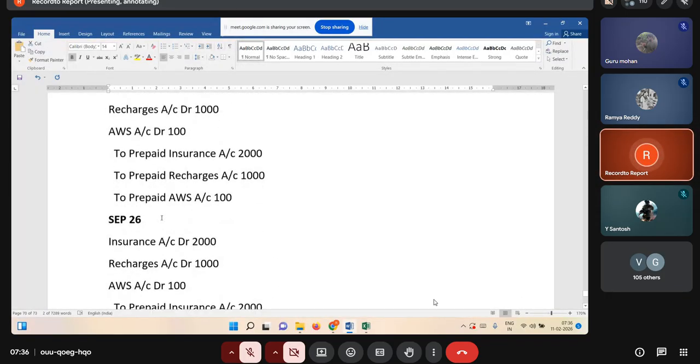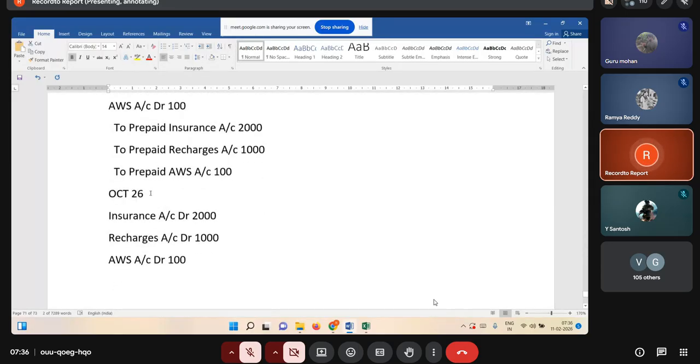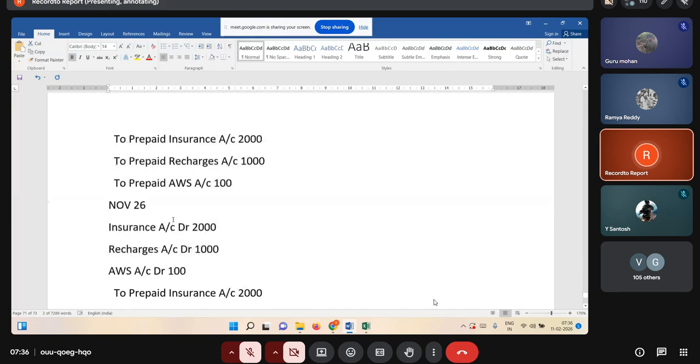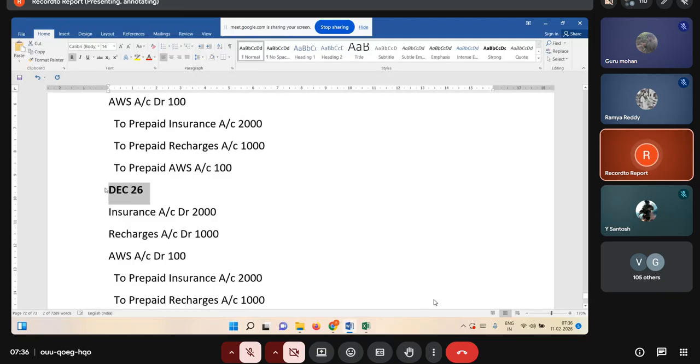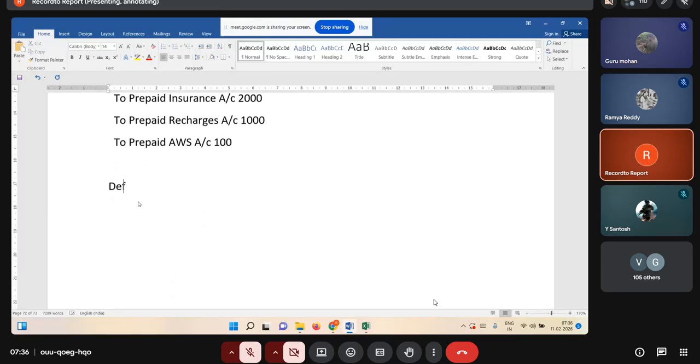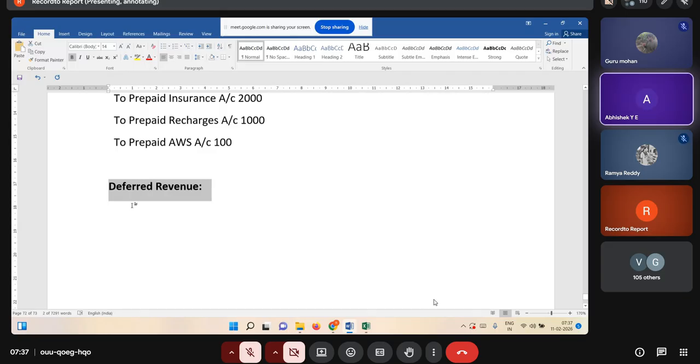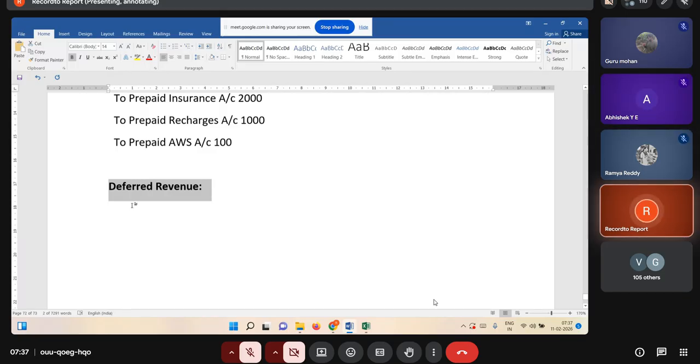Now, let's see about deferred revenue. A very, very important question, guys. What is the meaning of deferred revenue? The next concept is deferred revenue. So, what is the meaning of revenue? I told you guys yesterday. Revenue is the money which is earned from core business operations.